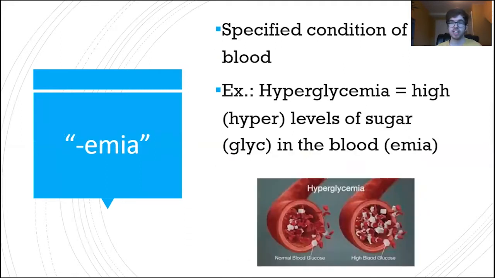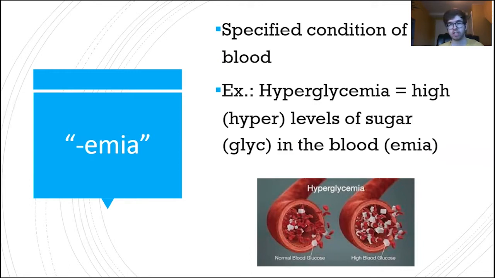Next suffix is emia. So emia indicates that the condition we're discussing involves the blood. So it's a condition of the blood itself. So in this example I have up here, I have hyperglycemia. So the hyper part refers to an elevated level, in this case glyce, which means sugar. So elevated sugar, and then the emia part in the blood. So hyperglycemia would be an elevated level of sugar in your blood.